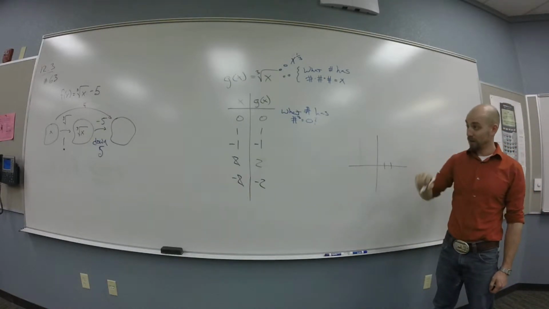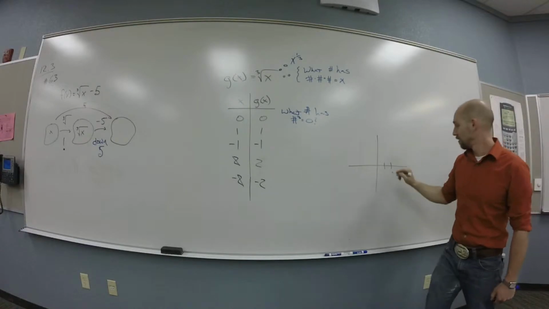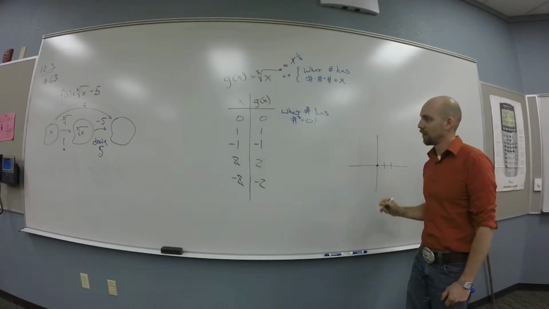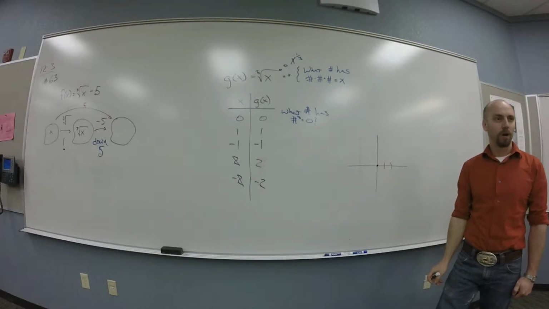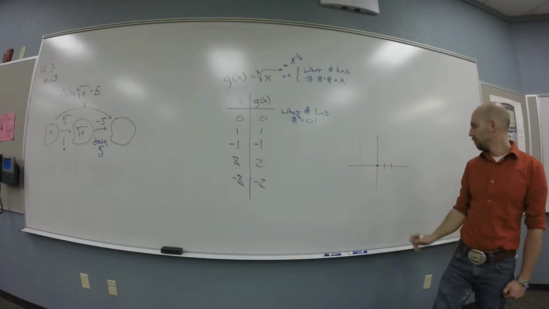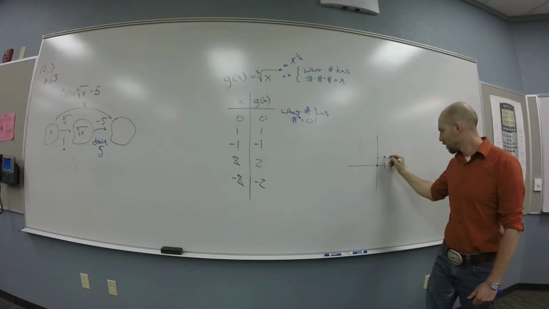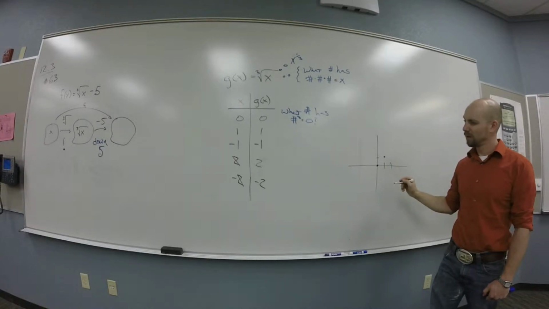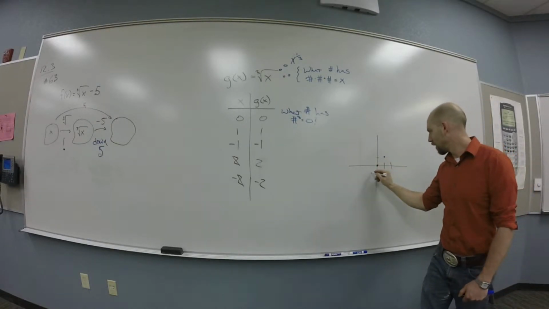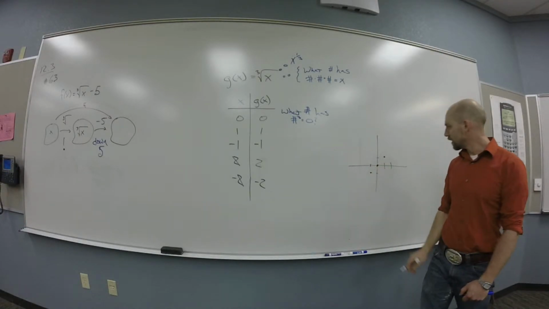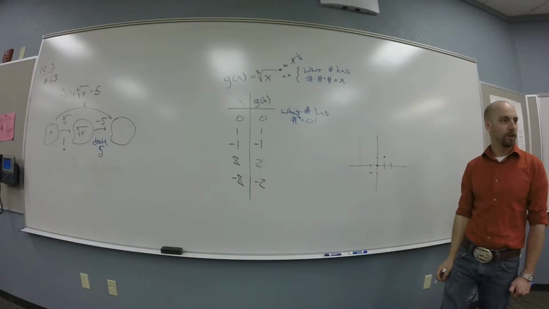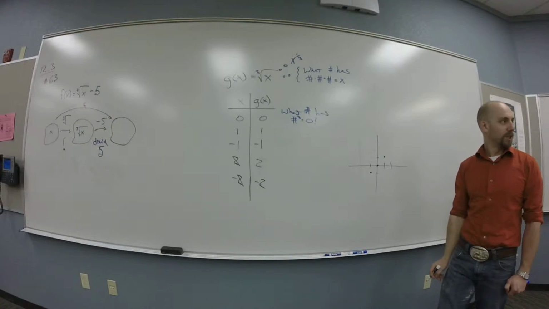What's the first point? 0, 0. That's right here. Okay, 1. 1 is where? Right over 1. Over 1, up 1. And the other one? Left 1, down 1. Weird. This looks a lot like the cubing picture, right? Where's this become different?